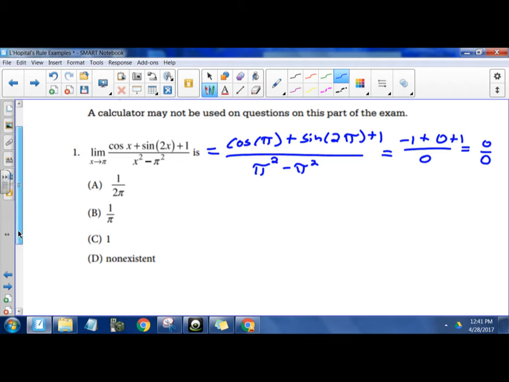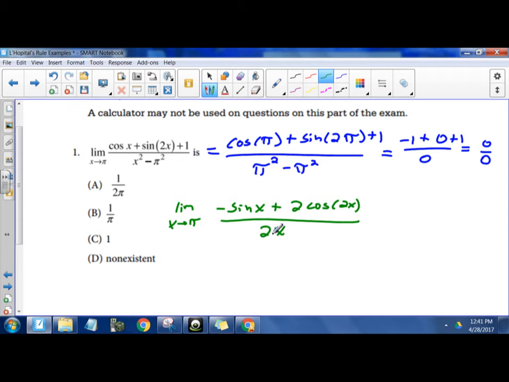What you want to do is take the derivative of the numerator and the derivative of the denominator. So we're going to do the limit as x approaches pi. The derivative of the numerator, derivative of cosine, is just negative sine x, plus the derivative of sine 2x is going to be 2 cosine 2x. Derivative of 1 is 0. All divided by x squared, the derivative of x squared is 2x, and the derivative of minus pi squared is just 0.